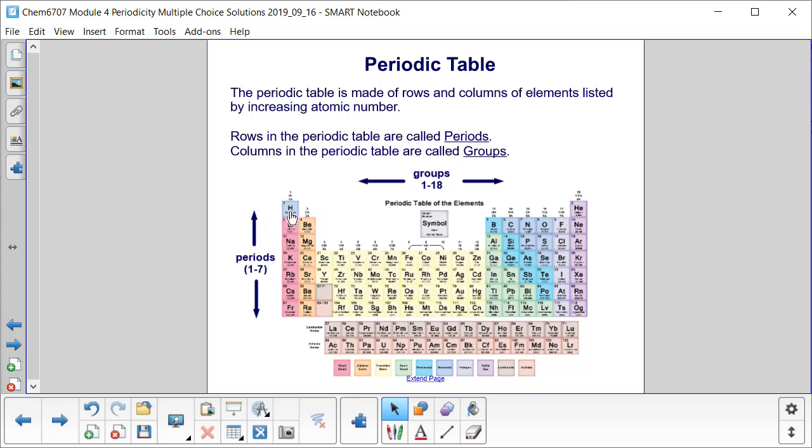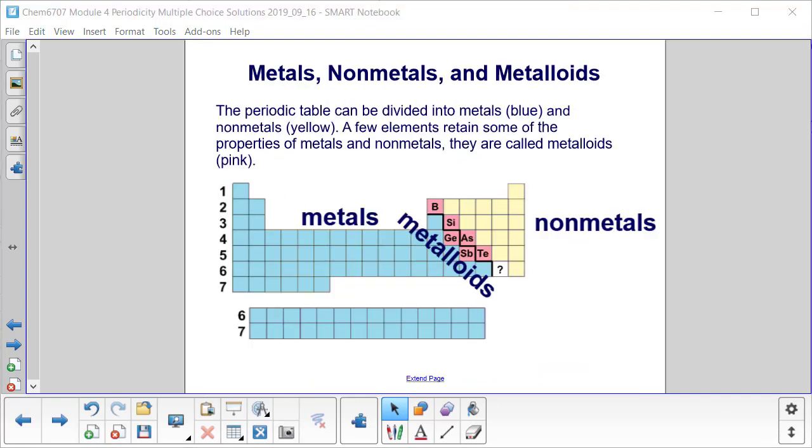The rows from left to right are called periods. We have 1 through 7. And the columns up and down are called groups. We have 1 through 18. One way that the periodic table is divided is into metals, nonmetals, and metalloids. You can see in this blue color most of the periodic table, and everything on the left here is metals.